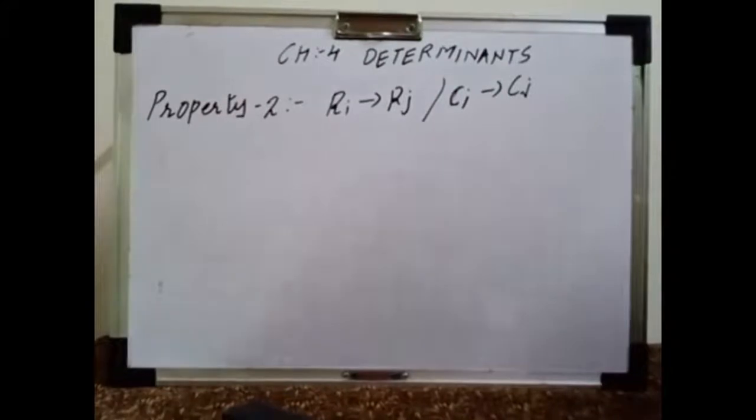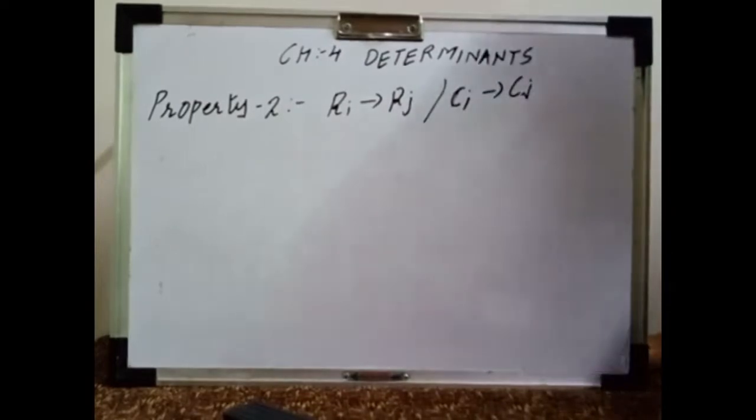Let's move on to the second property, which is Ri to Rj or Ci to Cj. R represents row, whereas C represents column. This property says that you can interchange any two rows or any two columns of a determinant. Right. Let's apply this property and understand.